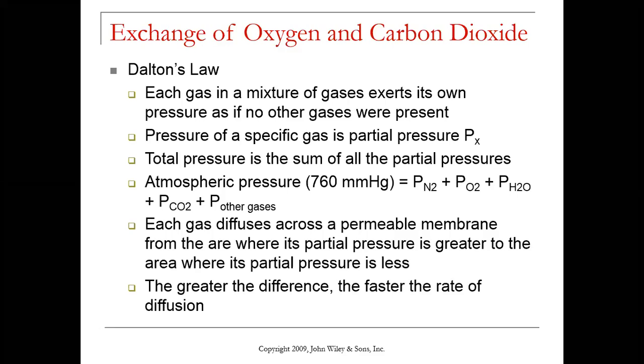For example, air is a mixture of gases: nitrogen, oxygen, carbon dioxide, water vapor, and other noble gases. So in atmospheric pressure, that is 760 millimeters of mercury, there are actually partial pressures of all the gases, with the most partial pressure being exerted by nitrogen, then oxygen, then water vapor and carbon dioxide. And the more the partial pressure, the more will be the dissolution, or the diffusion, of the gases across a permeable membrane.